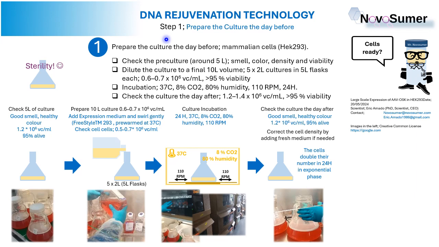Okay, here we are in the first step. Very easy. It's just preparing the culture the day before. We prepare the cells, the culture, the mammalian cells that are called HEK293. The stages of this step are checking the pre-culture the day before. We will check around 5 liters of this culture. We'll check the smell, the color, and other things. We want the cells to be healthy. And these 5 liters will be diluted in 10 liters volume. So the 5 liters will be half diluted in 10 liters of culture.